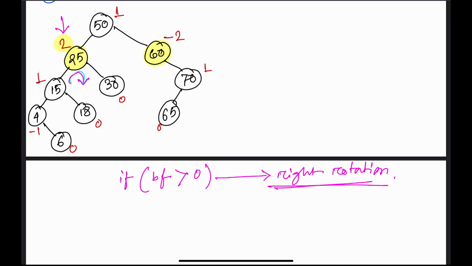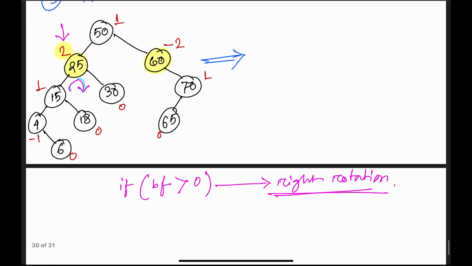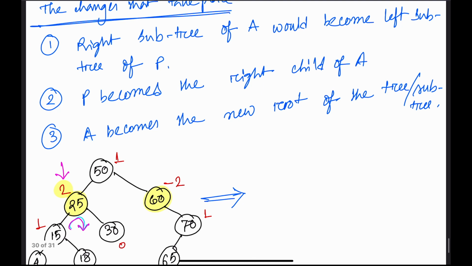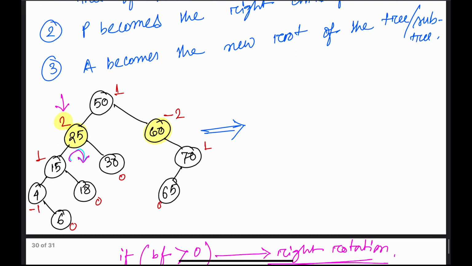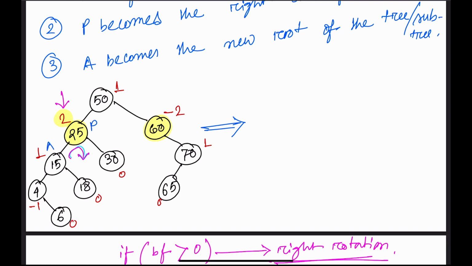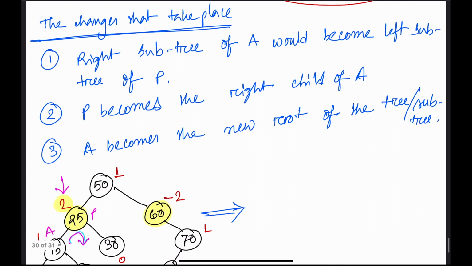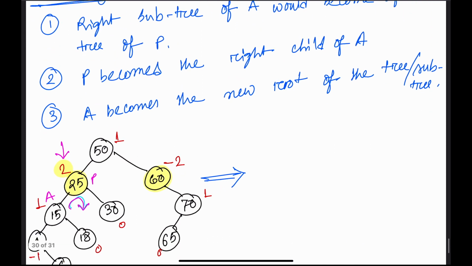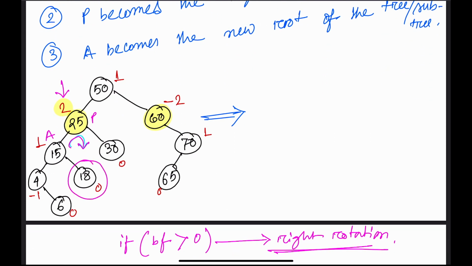Now if I do the right rotation, what will happen? You need to understand what I have told, that the right subtree of A would become the left subtree of P. So now who is the P here? This is the P and this is the A, isn't it? This is the P here and this is the A. So the right subtree of A would become the left subtree of P, that means this 18, isn't it?